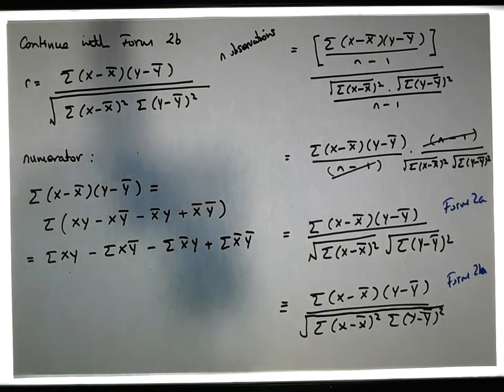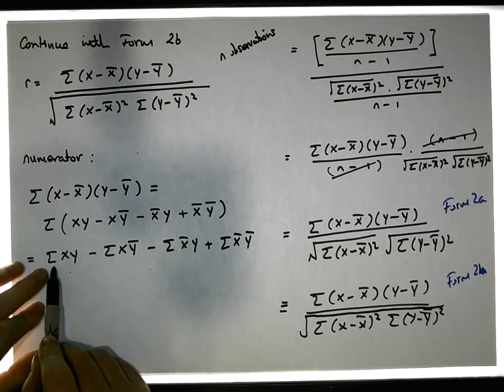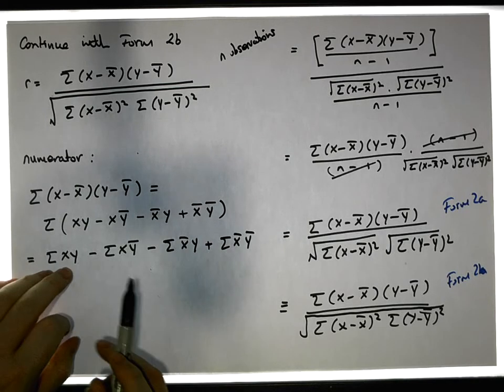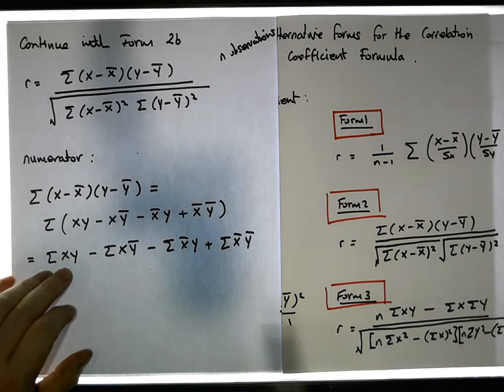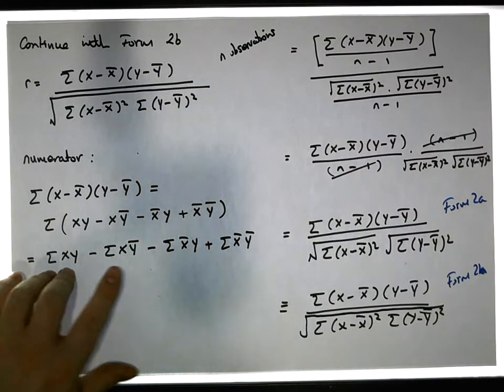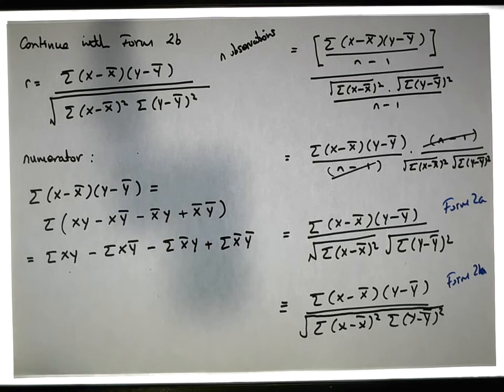Okay, so when we have a look at that, we're going to keep this the way it is. The sum of the xy's is fine. Don't forget we're trying to get to form 3, which is in sigma notation form. So I actually want to get rid of these x bars. Let's think about it.